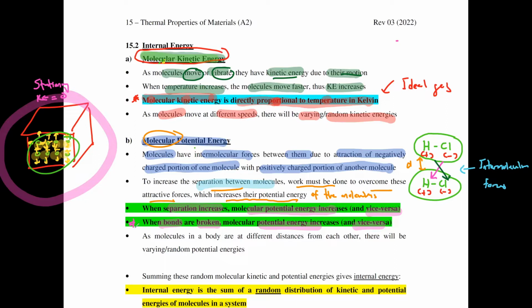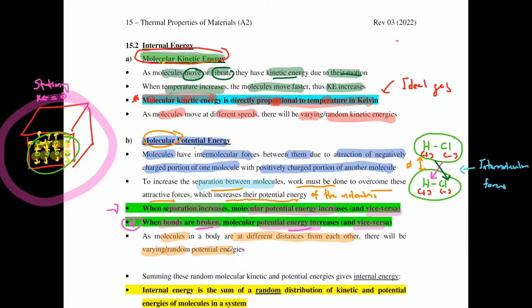The first one here, I think, is easily understood: potential energy increases when separation increases, because you simply have to do more work to increase the separation. But for the second part, where bonds are broken and molecular potential energy increases, you have to refer to the next page example. Because your molecules are always at different distances from each other, same thing as before, the value of your molecular potential energy will keep on varying, giving random values.